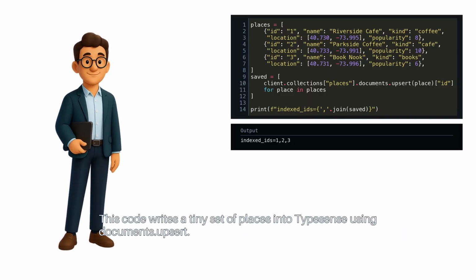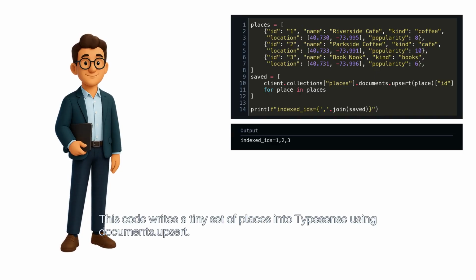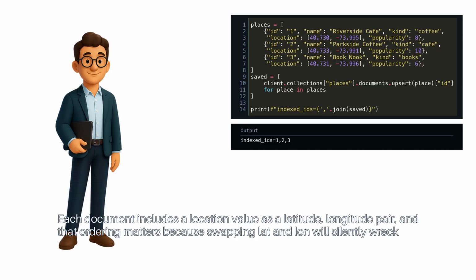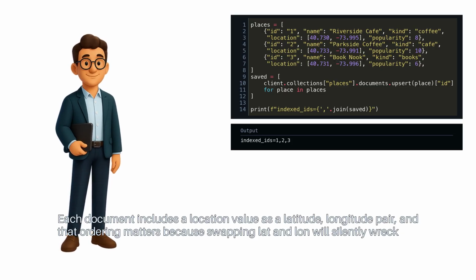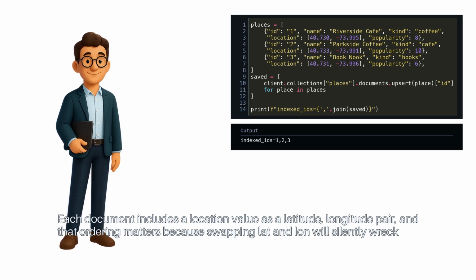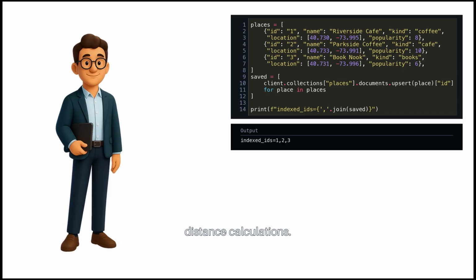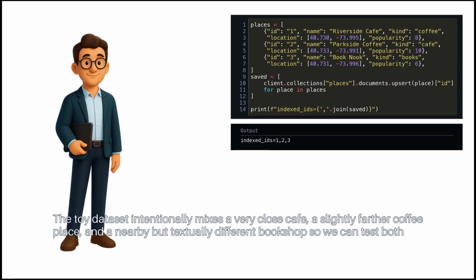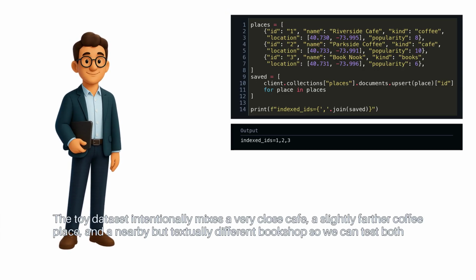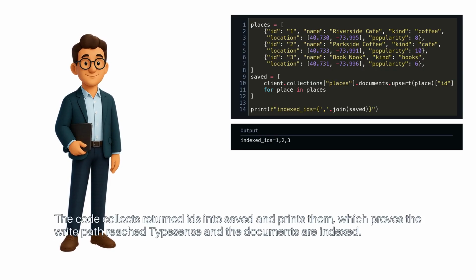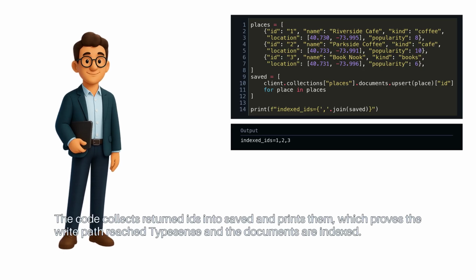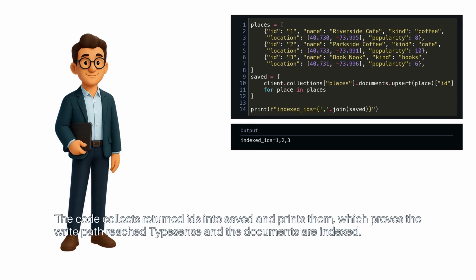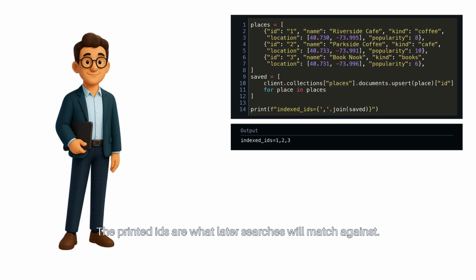This code writes a tiny set of places into Typesense using documents.upsert. Each document includes a location value as a latitude-longitude pair, and that ordering matters because swapping lat and lon will silently wreck distance calculations. The toy dataset intentionally mixes a very close cafe, a slightly farther coffee place, and a nearby but textually different bookshop so we can test both geo and text behavior. The code collects returned IDs into saved and prints them, which proves the right path reached Typesense, and the documents are indexed. The printed IDs are what later searches will match against.